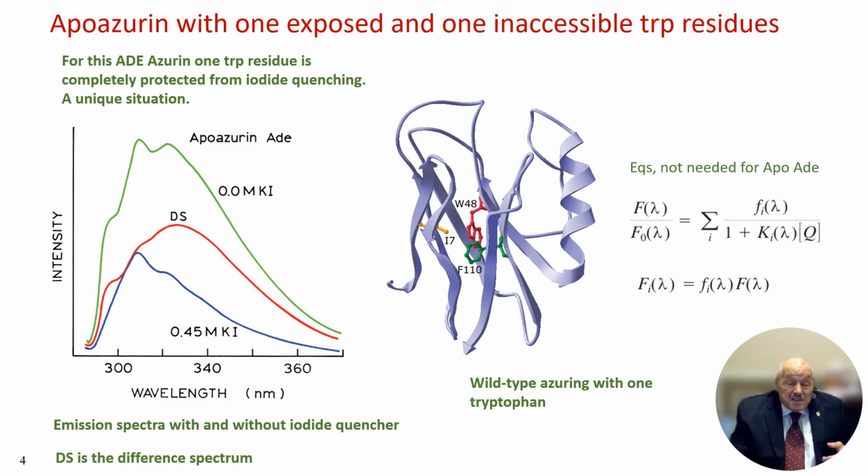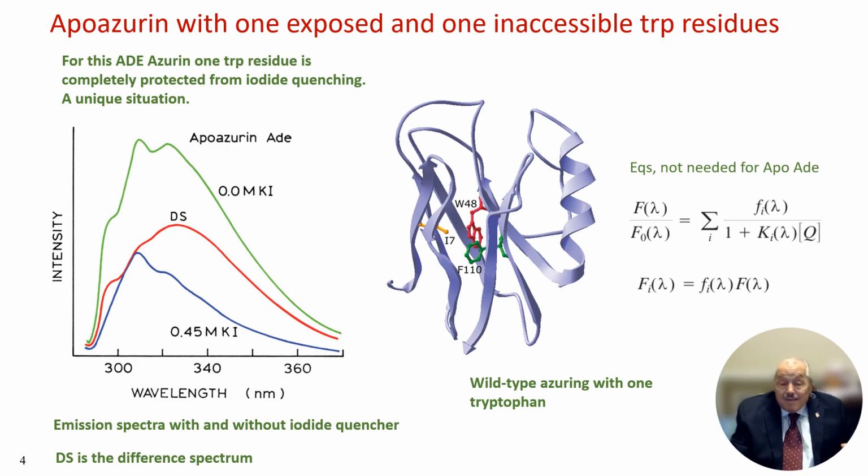But anyway, this is the emission spectrum of the wild type protein with two tryptophan residues. And this is the spectrum of the wild type protein, with two tryptophan residues, containing a lot of potassium iodide to quench the surface residue. And this is the difference spectrum. So here we were really able to completely separate the emission of the two tryptophan residues just by a lot of quenching.